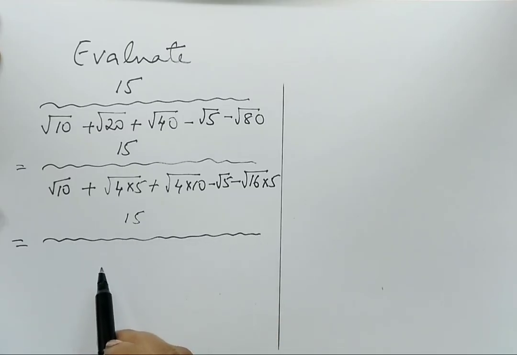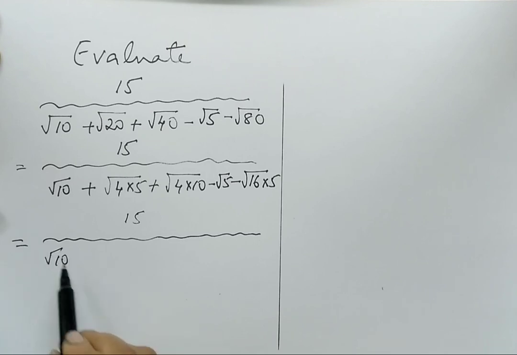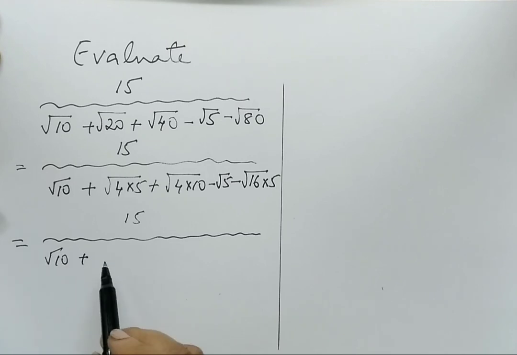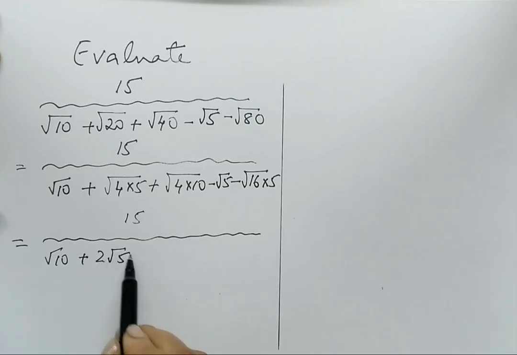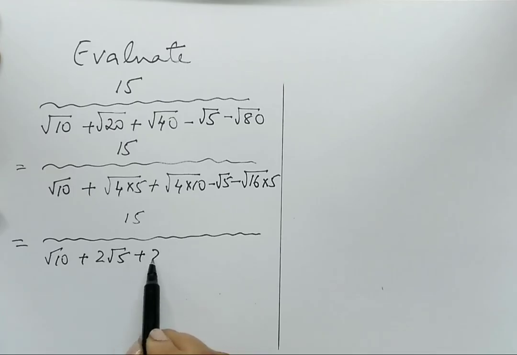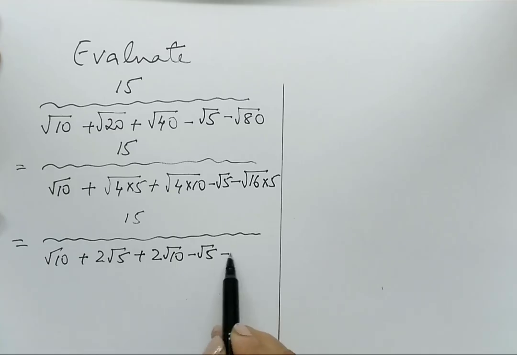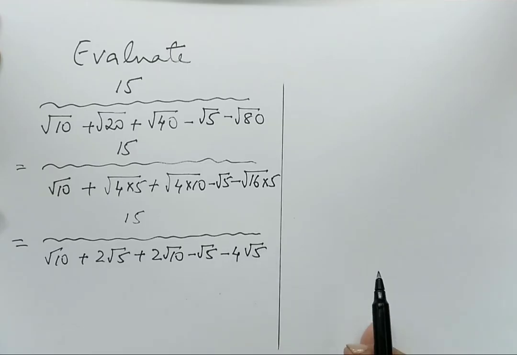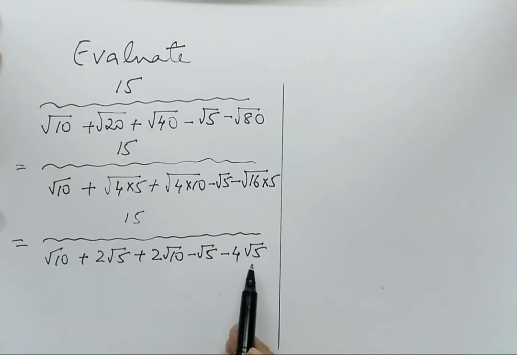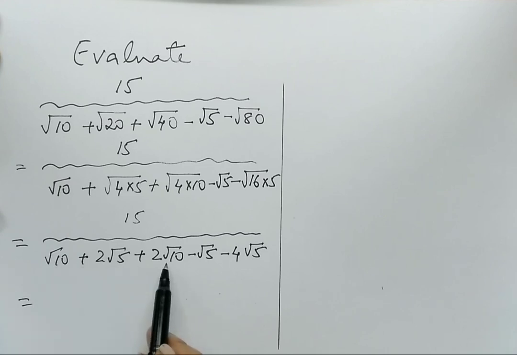Okay, and below what we have is root 10 plus 2 root 5 plus 2 root 10 minus root 5 minus 4 root 5. Clear? After this, we'll have to simplify this. Thus, we have root 10 here and 2 root 10 here too. So 1 root 10 and 2 root 10.